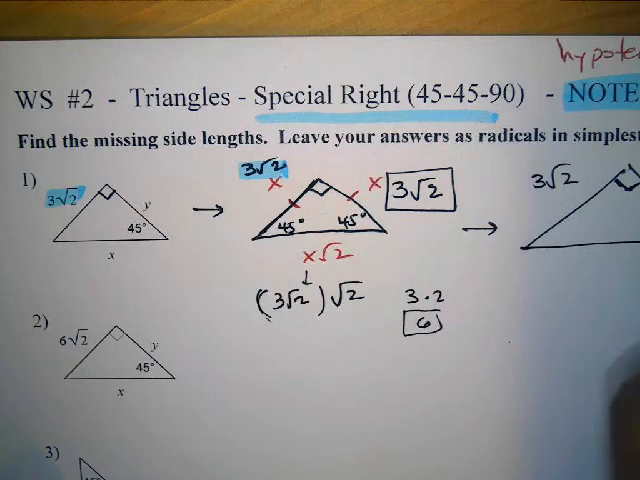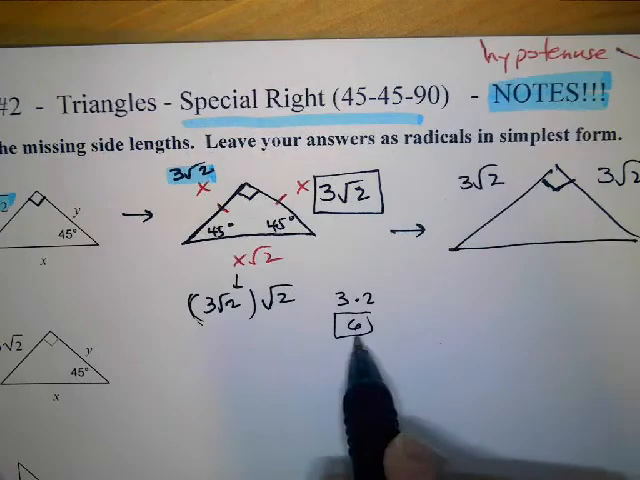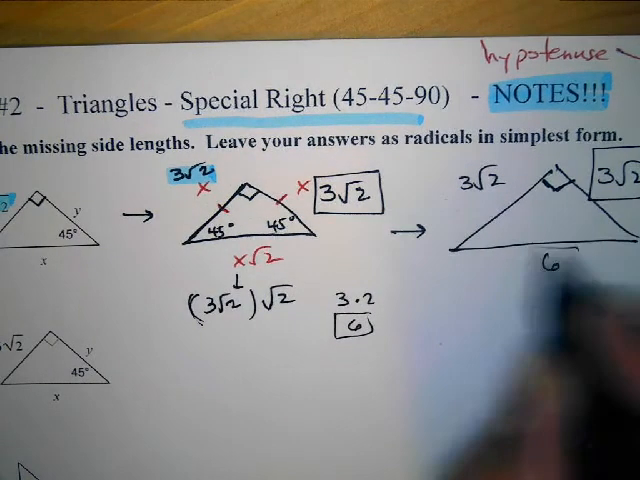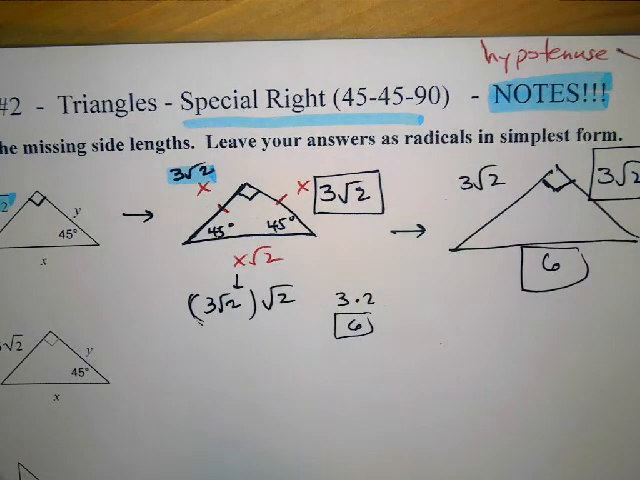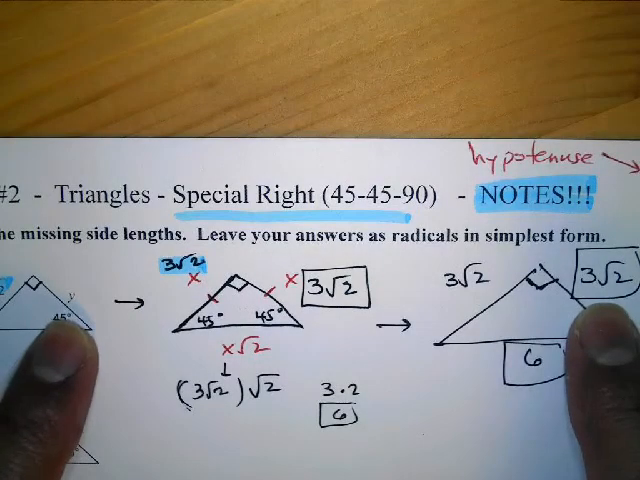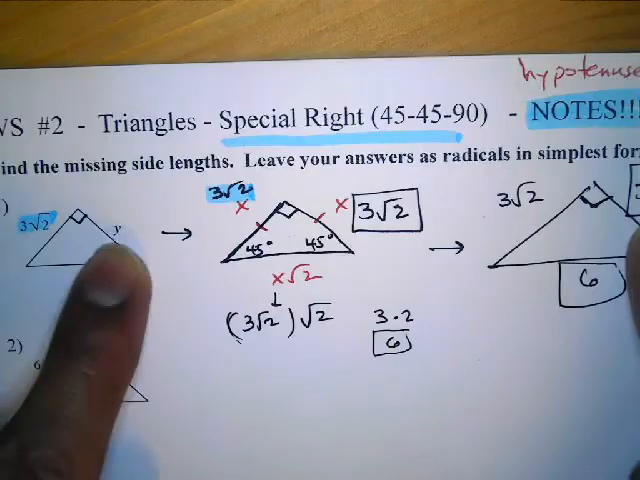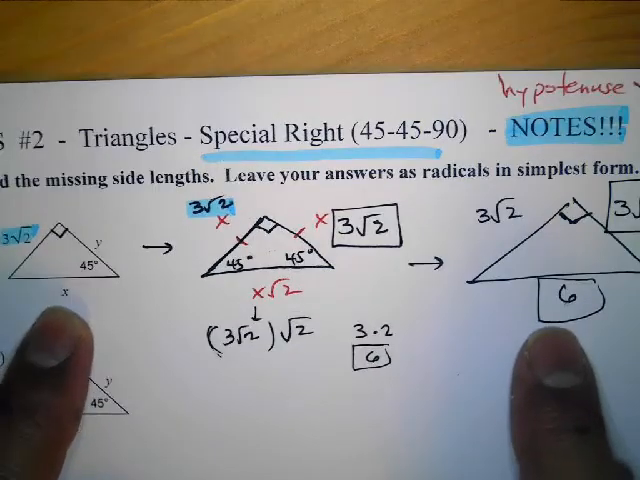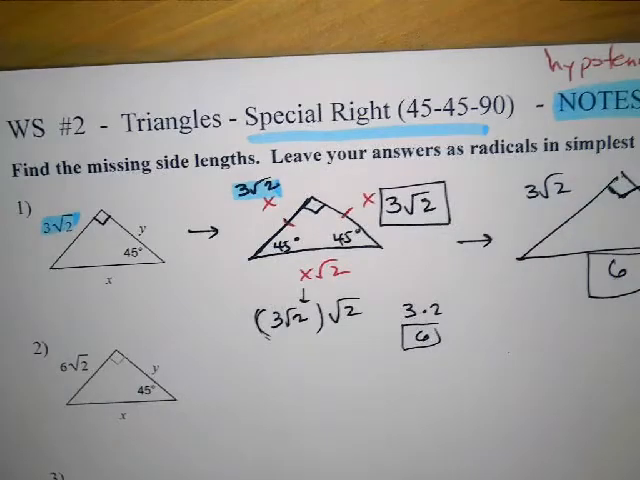It should be 3 root 2, right? The legs are 3 root 2, 3 root 2, and the hypotenuse is what? 6. So these are the two missing sides. Now you can come back and say, okay, this one, what? Y is 3 root 2. X, which is a hypotenuse, is 6.